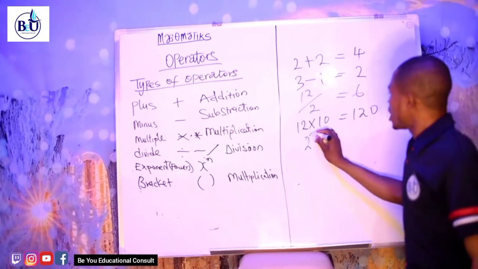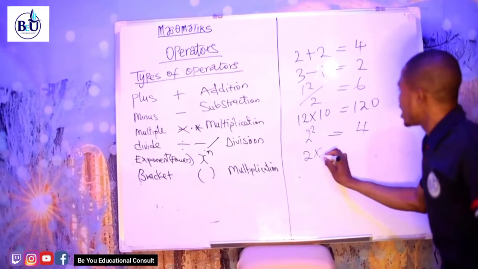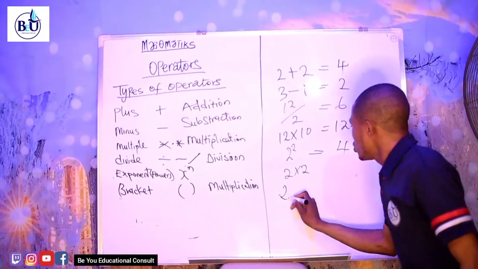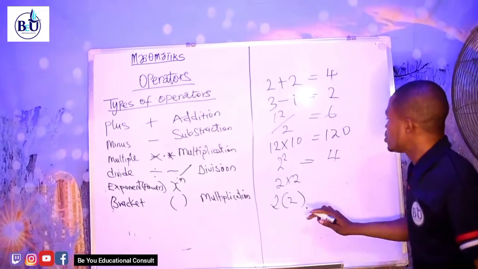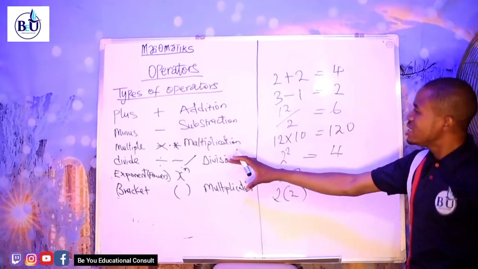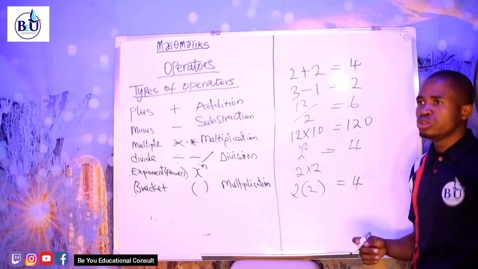If I say 2 raised to power 2 or 2 exponent 2, it gives you what? 4. It simply means a number multiplied by itself. If we say 2 bracket 2, it simply means 2 times 2, which is equals to what? 4. So once you understand this and how they work together, you will be able to do whatever they ask you to do in mathematics.